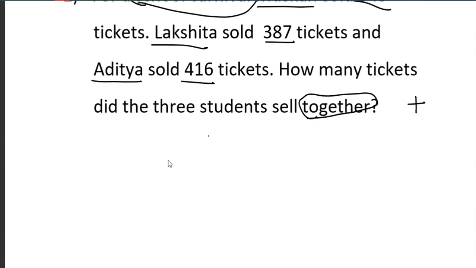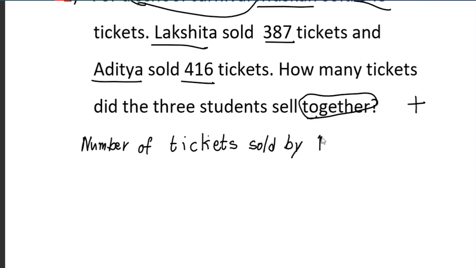Number of tickets. Okay, what is the solution step? Number of tickets sold by, who is the first girl, children? What is her name? Muskan. Number of tickets sold by Muskan. How many tickets did Muskan sell? She sold 345 tickets.